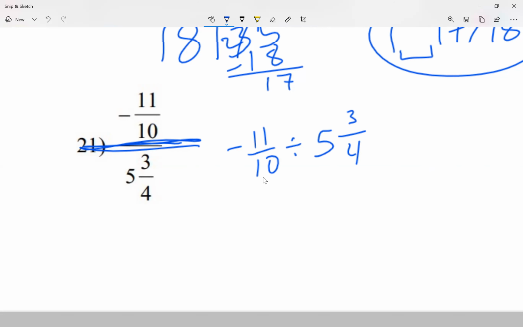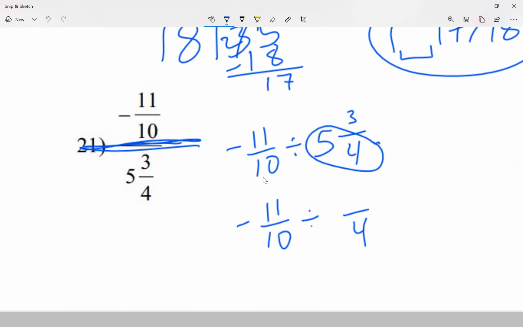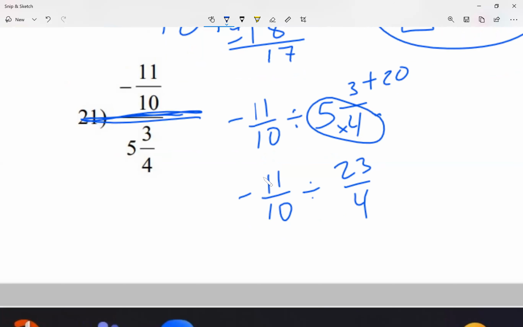Okay, so I cannot have mixed numbers. So let me worry about the mixed numbers first. I have -11 over 10 divided by my second fraction. I have a 4 at the bottom. My top number is the one that worries me. I have to go 5 times 4. I know 5 times 4 is 20, and then I'm going to add this to the top. The 3 plus 20 gives me 23. Okay, then I'm going to switch this to -11 over 10 times 4 over 23.